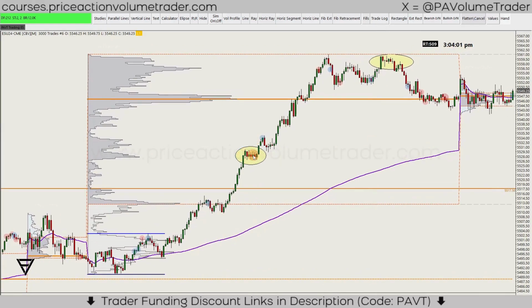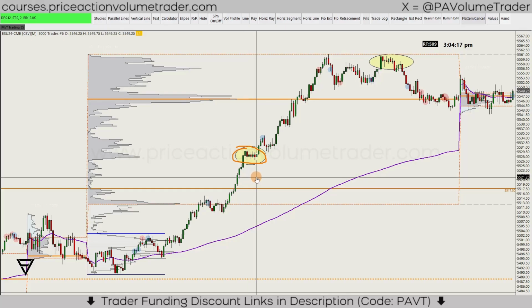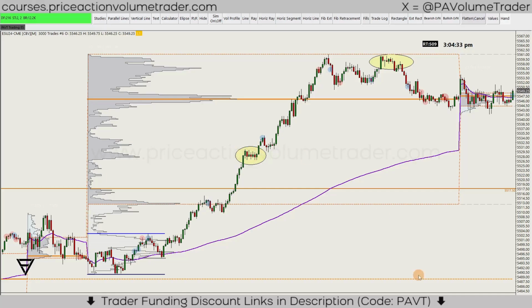Okay, so in this case, we have this market over here. And this is also why I like to use tick charts, because if you were looking at a 5-minute chart or so, this is going to look a lot less detailed than if you were looking at, for example, a tick chart or at least a 1-minute chart.